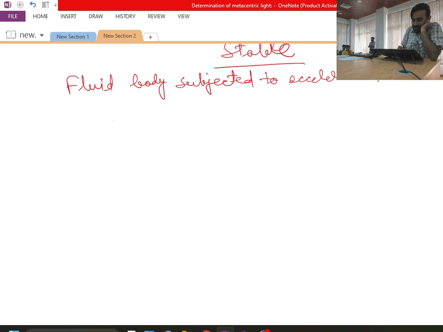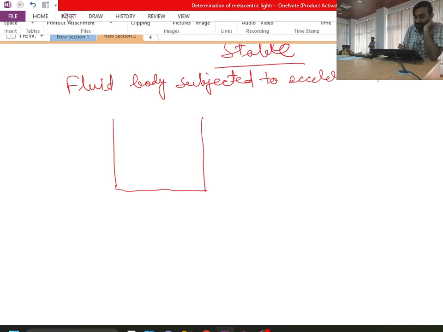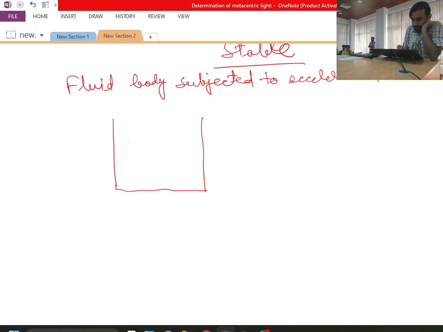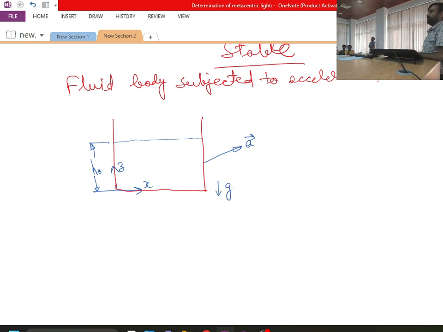Okay, so say I have a tank, and this tank was originally filled with water having some height h naught. This was the original height h naught. Now I have given some amount of acceleration a to this. This is the origin, this is the x direction, this is the z direction, and of course we have the presence of a gravitational field over here.